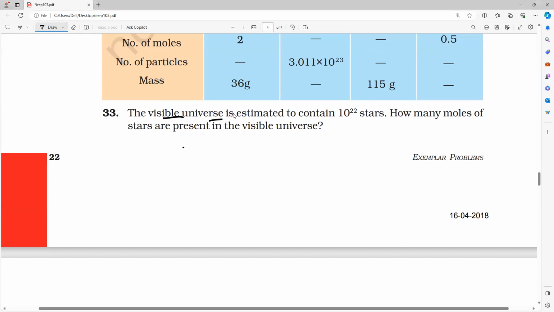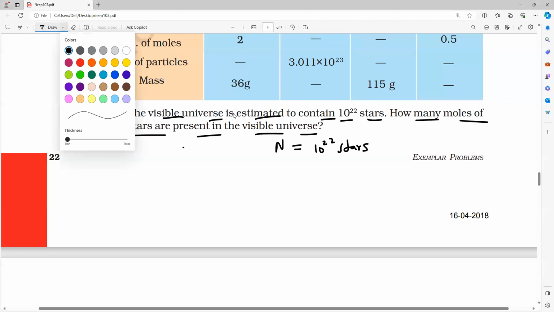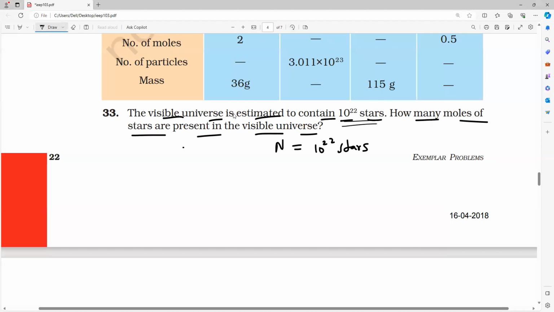The visible universe is estimated to contain 10 power 22 stars. So the number of stars is equal to 10 power 22 stars. How many moles of stars are present in the visible universe? Such a simple question it is. They are giving the estimated number of stars, and asking how many moles.